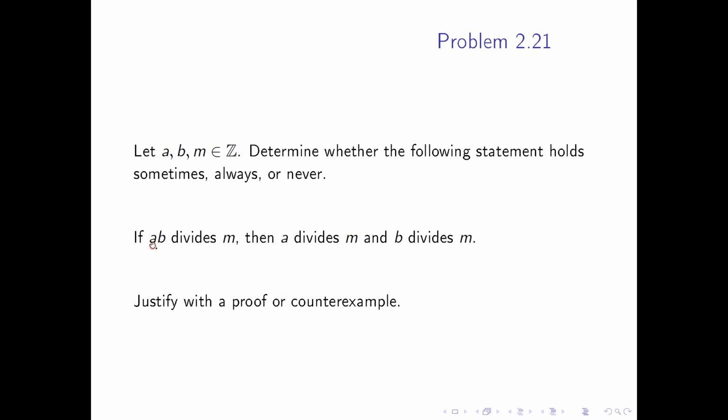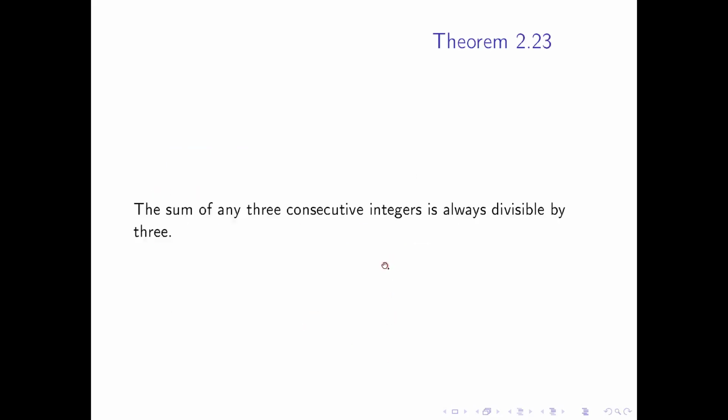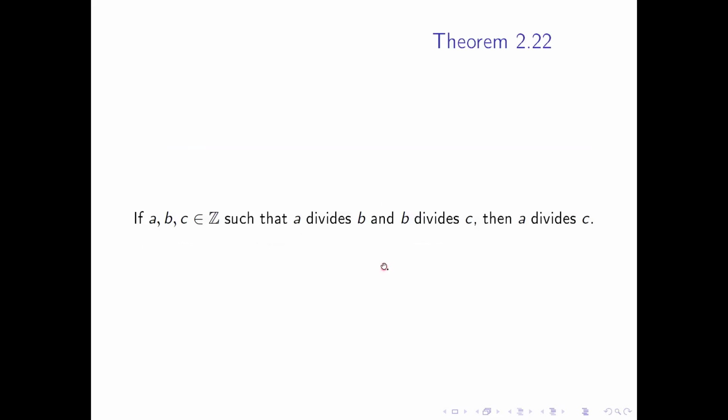So here you're going to ask if the product of A and B divides M, then A divides M and B divides M. Notice both of them have to divide it. That's a key thing. Okay, so try this one. If it is always true, you're going to give me a proof. If it is sometimes or never true, you're going to give me a counterexample. That's 2.21.